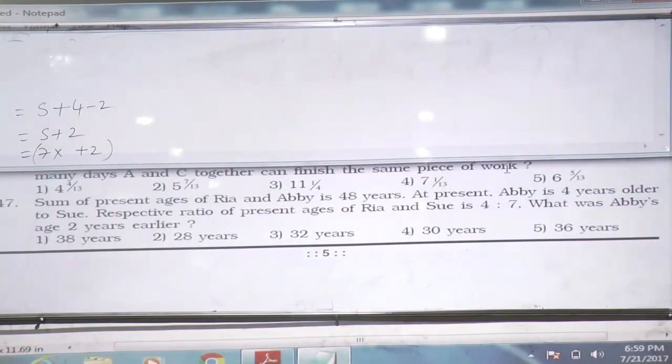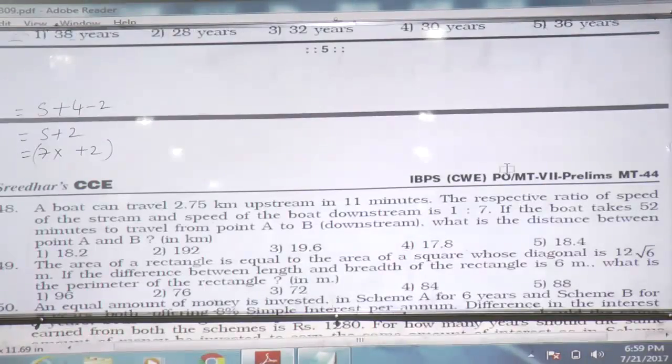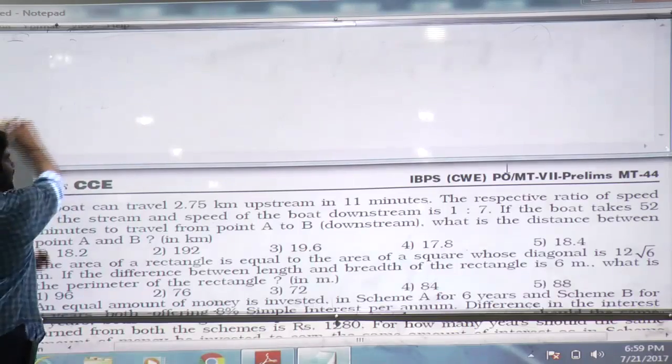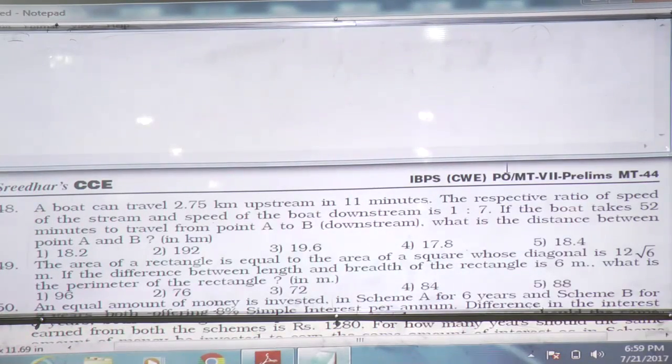Next, 48. A boat can travel 2.75 kilometers upstream in 11 minutes. So you will get the upstream speed here.